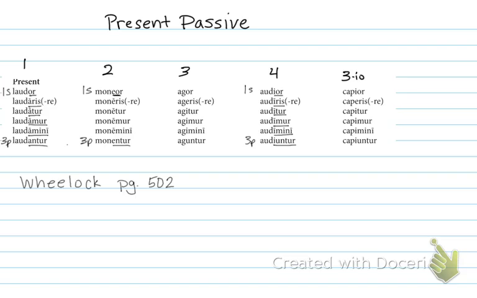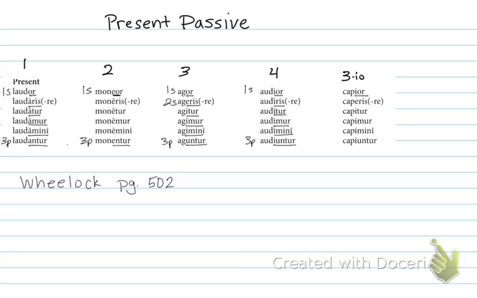Now we'll pop back to the third conjugation with endings -or, -eris, -itur, -imur, -imini, and -untur. There's a little bit of newness going on here. The first singular has short -or, the second singular has short E, -eris, then you have short I's for the next three, and the third plural switches to a U, -untur.